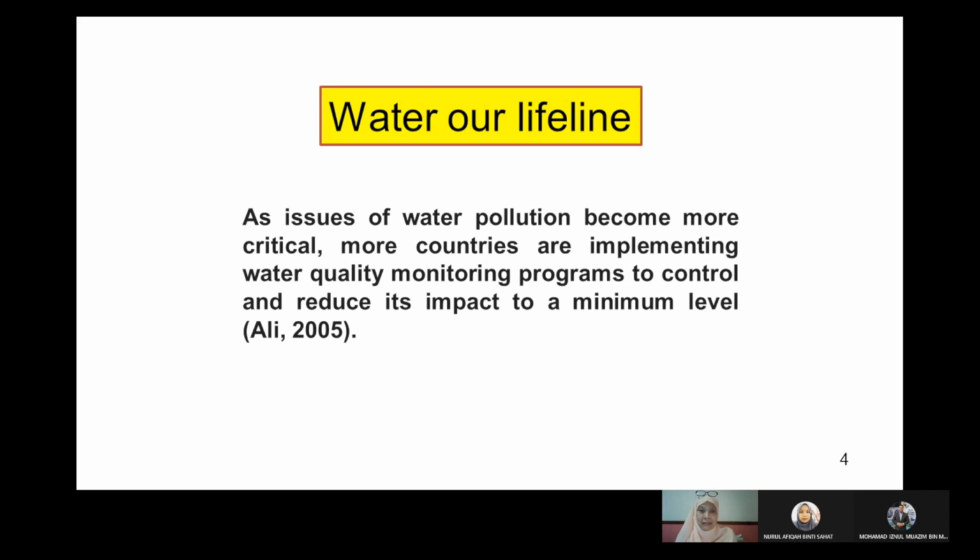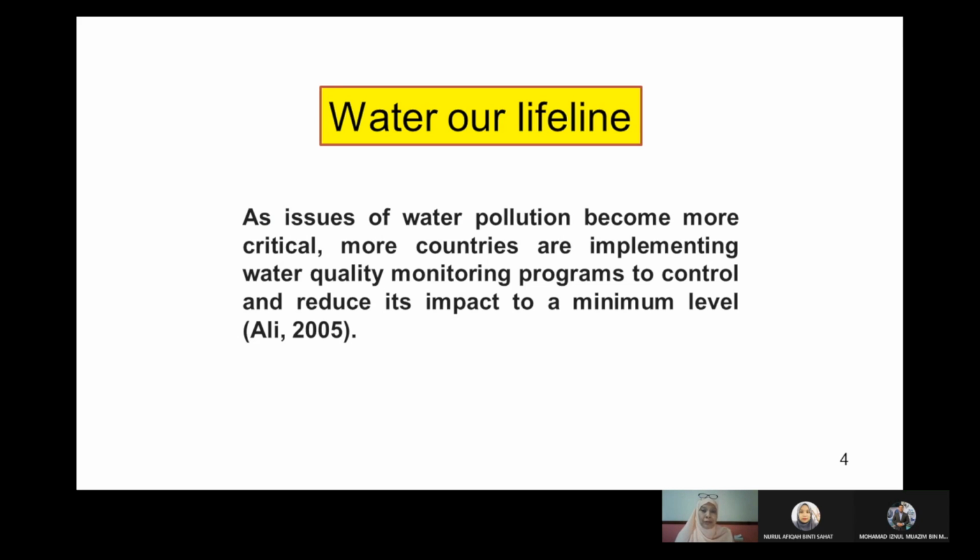Now, as we all know, water is our lifeline, and when we talk about water, there are two issues that we have to face: the quantity and the quality. In terms of quantity, we will be talking about how much water we have. Being in Malaysia, we are blessed with so much rain, and there is actually no problem in water quantity, especially this part of the year.